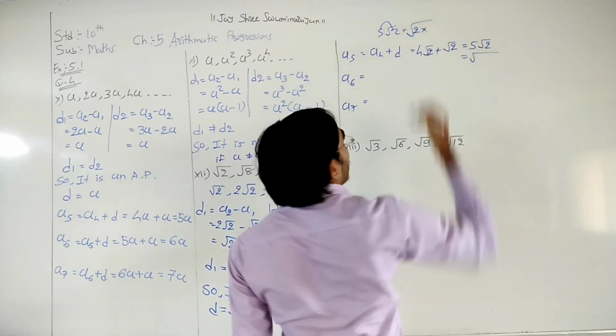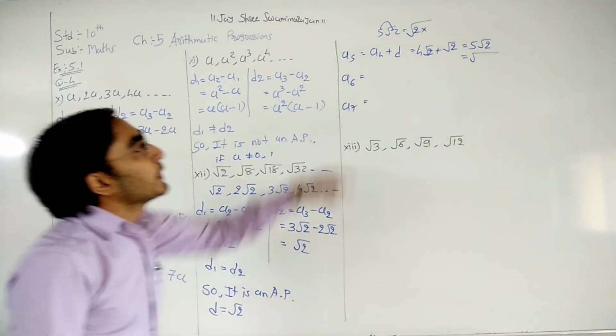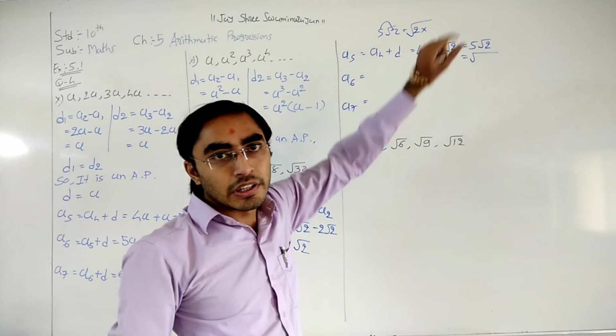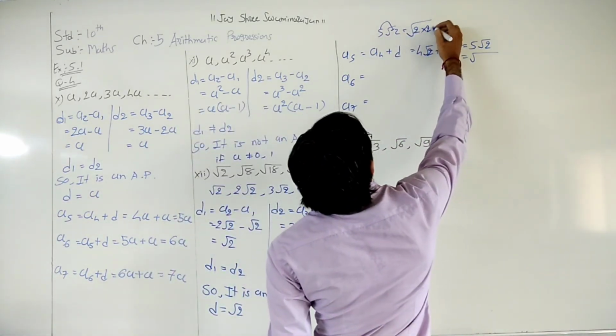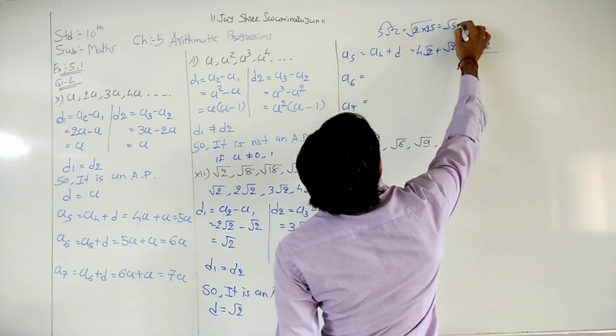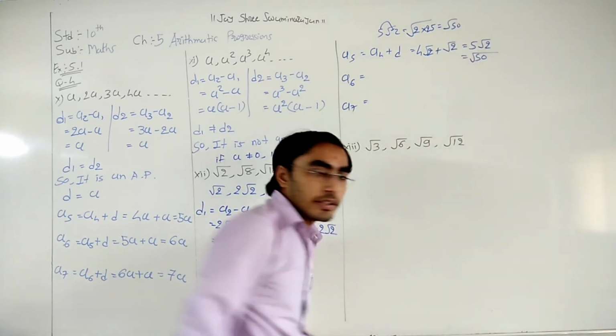So here, first of all, we already have 2. Now if we transfer 5 into the under root, then we need to take a square of it. So 5 square is 25, and 25 into 2 is 50. So we can write here 50.